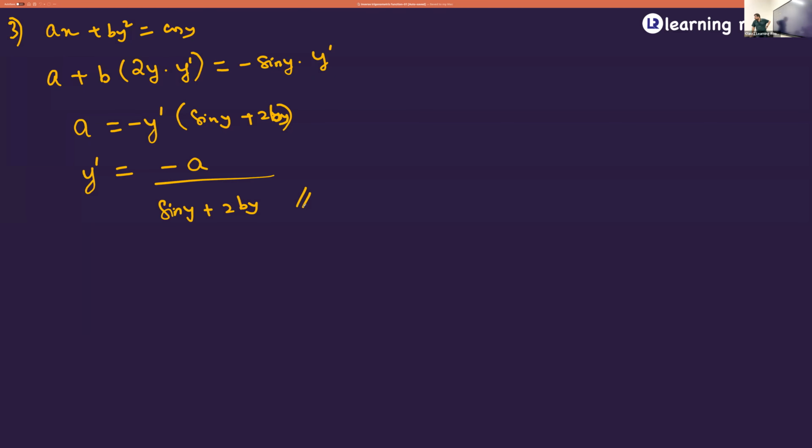Am I clear with this? What is the doubt? Any doubt? This one. You didn't understand how I did it for by squared. Okay, listen. B into y squared, no? B is a constant. I take it out. So what is the derivative of y squared? 2y into what is the derivative of y? dy by dx. That's why I wrote y dash.